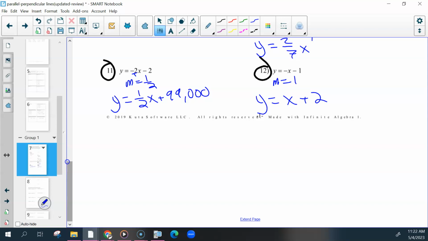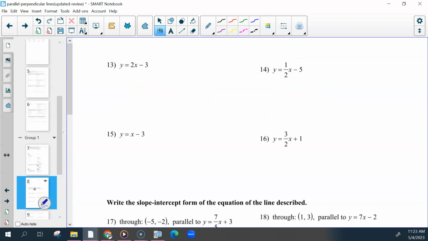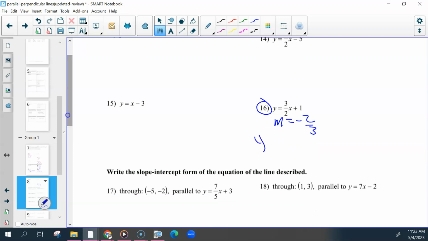Alright, questions on this? On the next page, any other questions in this section, 13 through 16? Okay. So still perpendicular, what would the slope be if it's perpendicular to this? And then if we're writing our equation, y equals negative 2 over 3 x, give me a y-intercept.